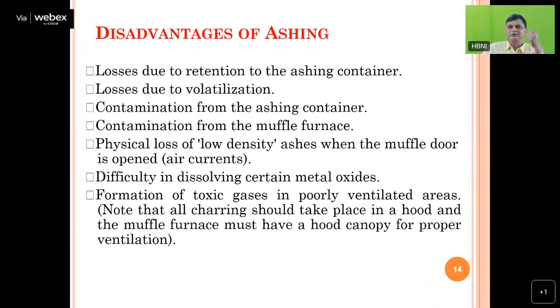And there is difficulty in dissolving certain metal oxides, because once they are ashed it is not possible to dissolve those metal oxides. And there is the formation of toxic gases in a poorly ventilated room, because your area should be properly ventilated. Your muffle furnace should be kept in a fume hood with proper ventilation.